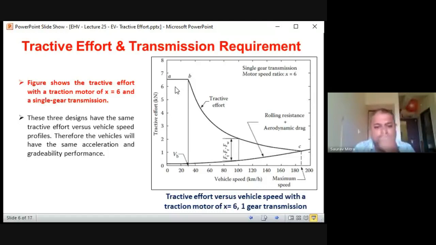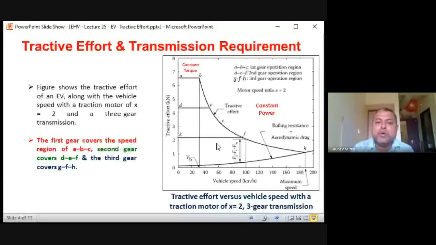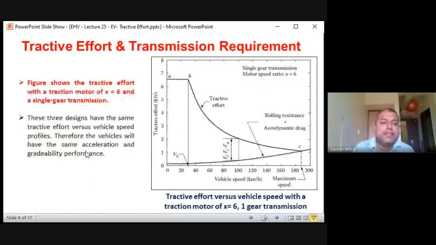So there is only one flat region, only one gear, only one vb of 30 kilometer per hour in this case. All these three cases: this is the third, this is the second case, 2-gear transmission, and this is the first case, 3-gear transmission. All these three characteristics have the same constant region and the same fall. Hence they are saying that acceleration and gradability performance for all these three cases will be the same. The first case was the 3-gear system, the second case was the 2-gear system, and this is the last case, the single gear system. So if a question is asked on tractive effort with respect to different multi-gear systems, you have to show these three graphs with their explanation.